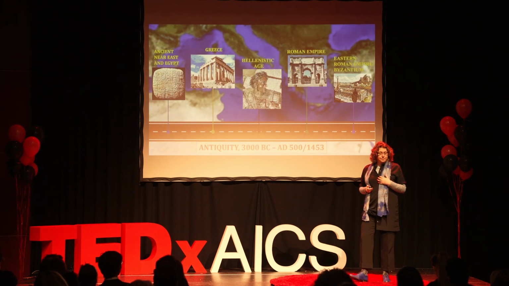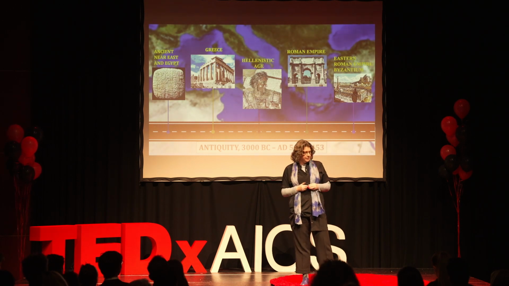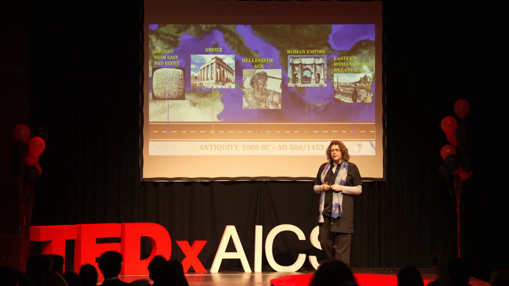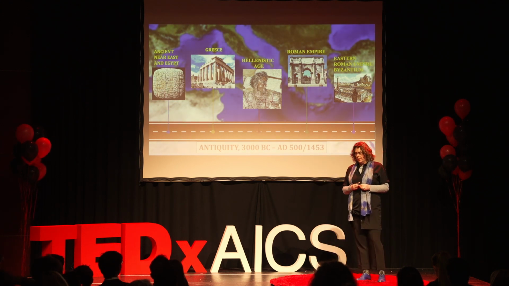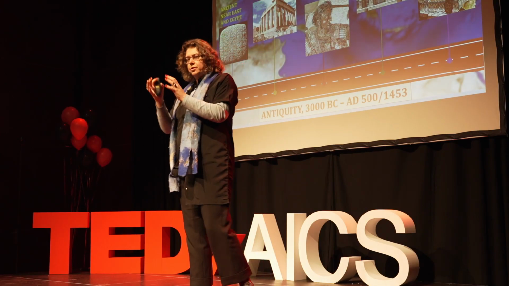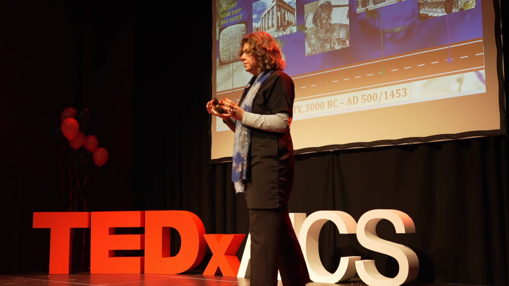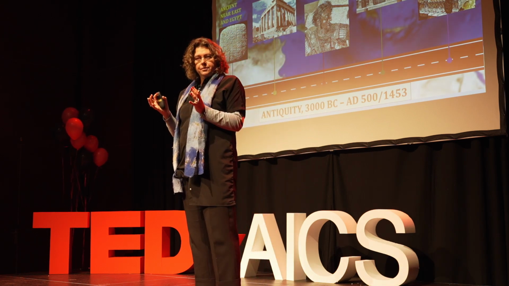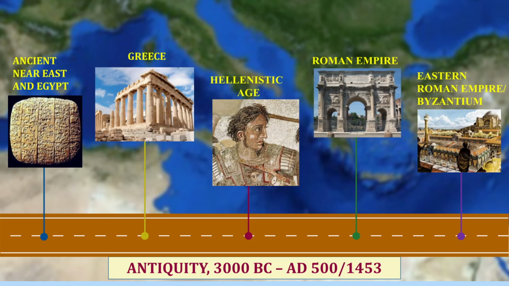Now, I'm an ancient historian, and that means I'm studying the world of the ancient Mediterranean. And perhaps some of you are familiar also with this very broad division that we use for the world of antiquity. We often use these compartments of time where we start with the ancient Near East and Egypt. Then we move to classical Greece. Then we talk about the Hellenistic age. And then we move to the Roman Empire. And in recent years, and you see it here on the slide, we also tend to talk about Byzantium, or the Eastern Roman Empire.